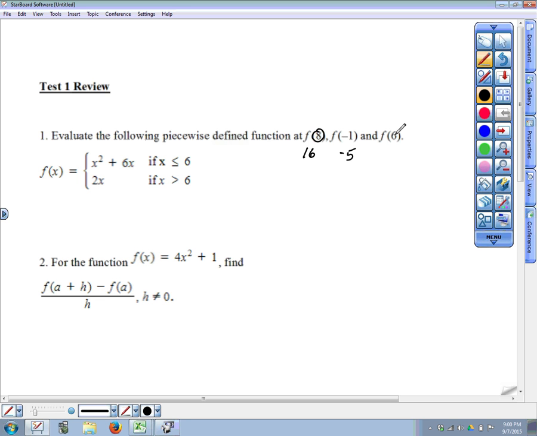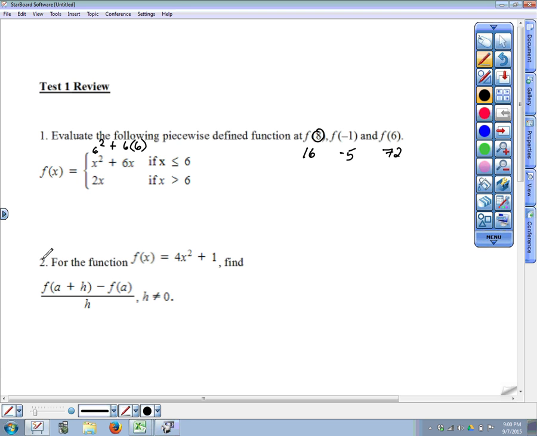And finally, f of 6. Now you got to look real carefully here. It still fits into the top piece, because if x is less than or equal to, and that's the key, it's equal to 6, you still use the top piece. So 6 squared plus 6 times 6, that's 36 plus 36, which is 72.